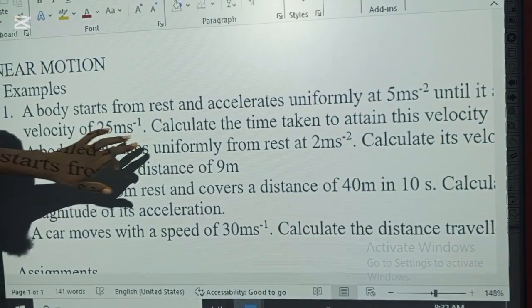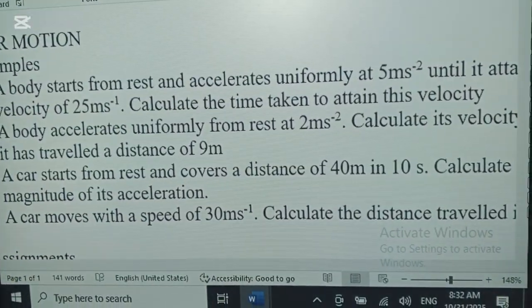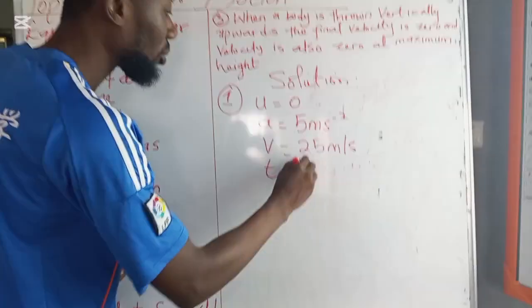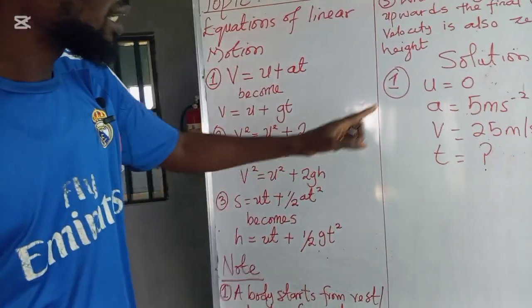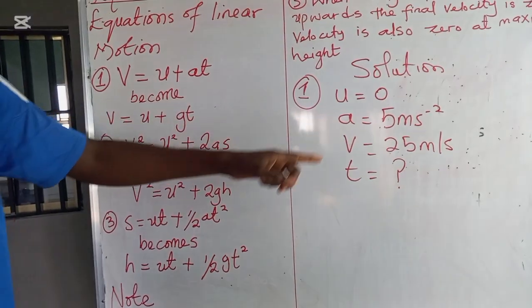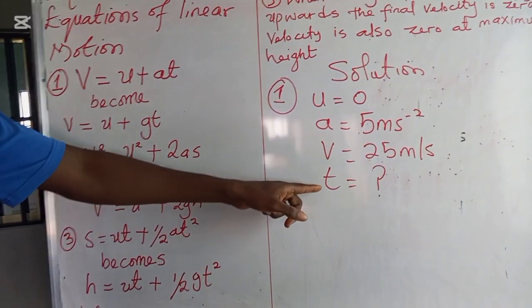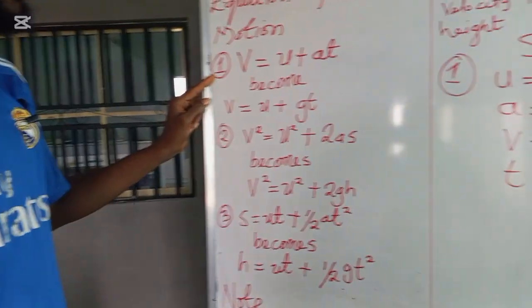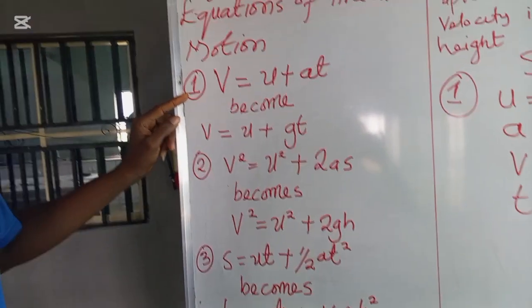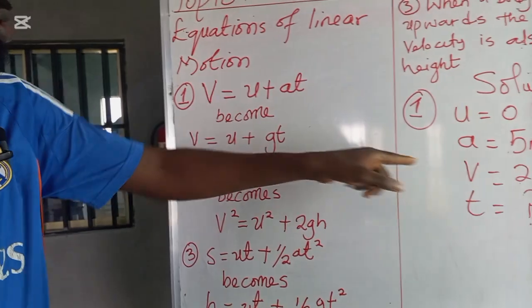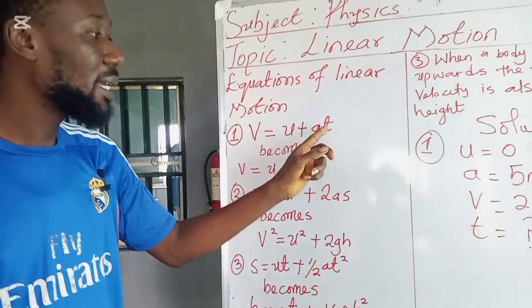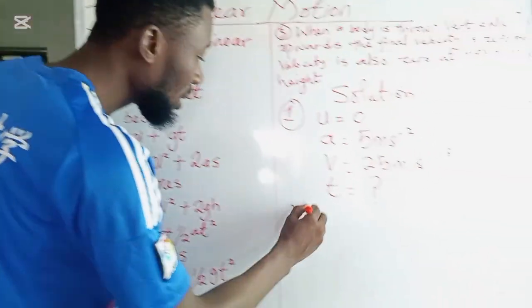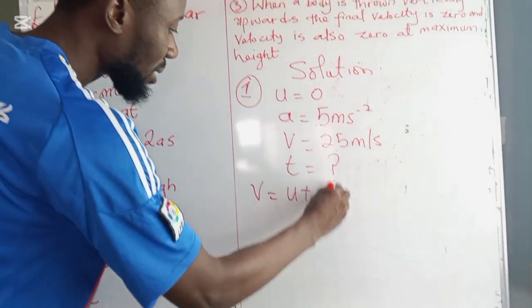Now, they said calculate the time taken to attain this velocity. So we're looking for time. From this, you could see that the only formula that has initial velocity, acceleration, final velocity, and time is formula number one, or equation number one. So we're going to be applying this equation. While slotting in all these parameters, we want t to stand alone. Straight, we go: v equals u plus at.